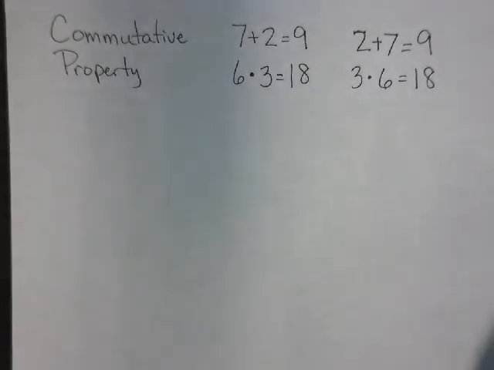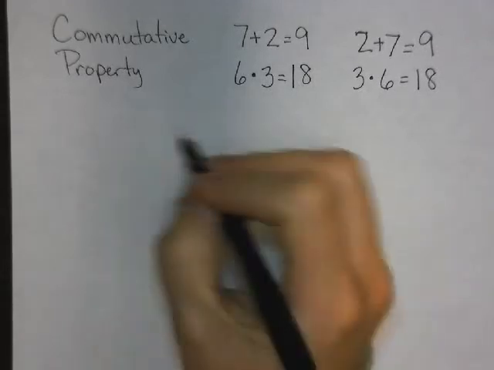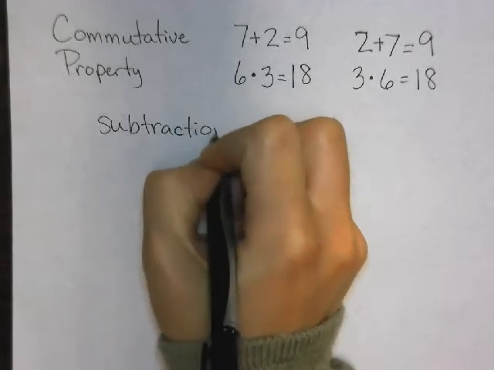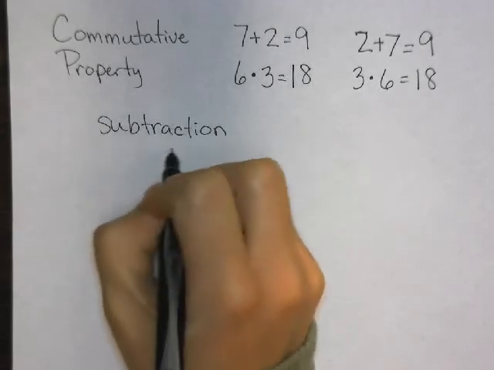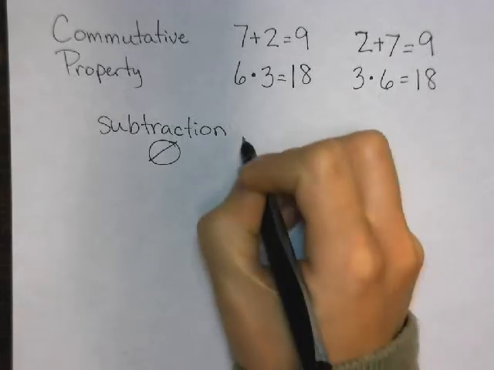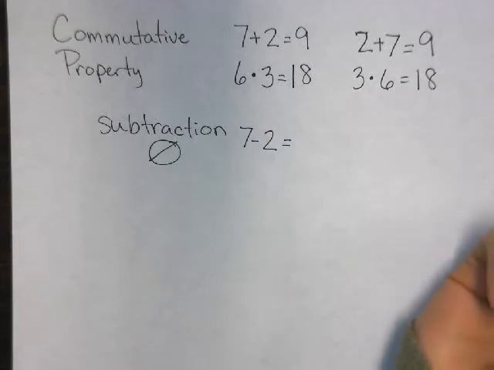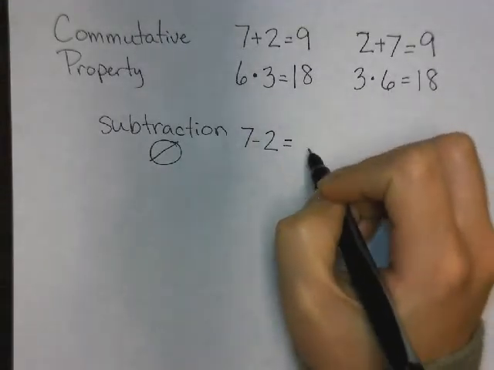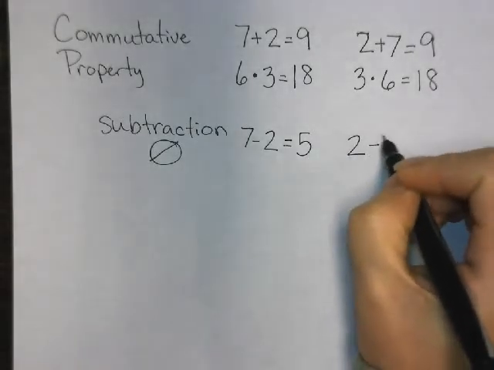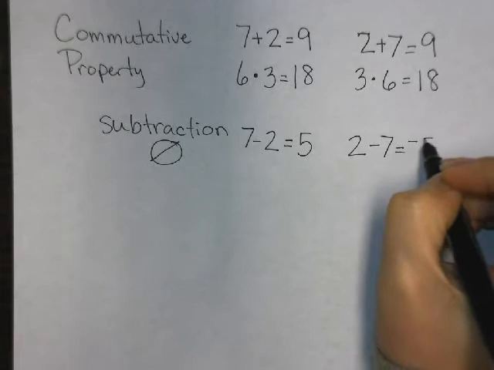This works for multiplication and addition only. If I were to try this for subtraction, you will see that it does not work. So for instance, if I use 7 minus 2, my difference would be 5. If I switched the orders of the numbers and did 2 minus 7, the difference would be negative 5.